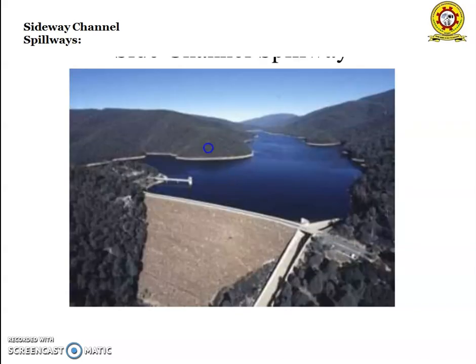Next is the side channel spillway. It is employed when the valley is too narrow in the case of solid gravity dams, and when non-rigid dams are adopted. The side channel spillway is different from the chute spillway in the sense that after crossing over the spillway crest, water flows parallel to the crest length in the former, whereas the flow is normal to the crest in the latter.